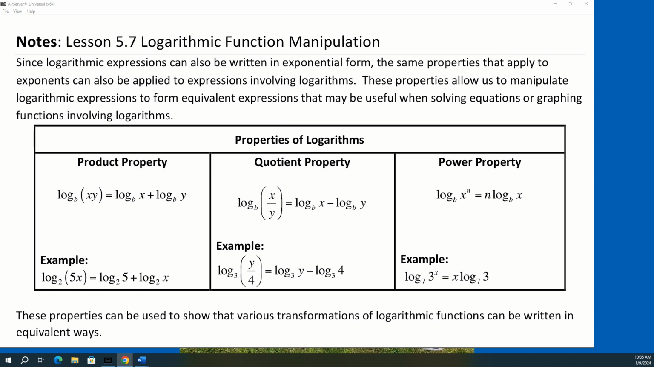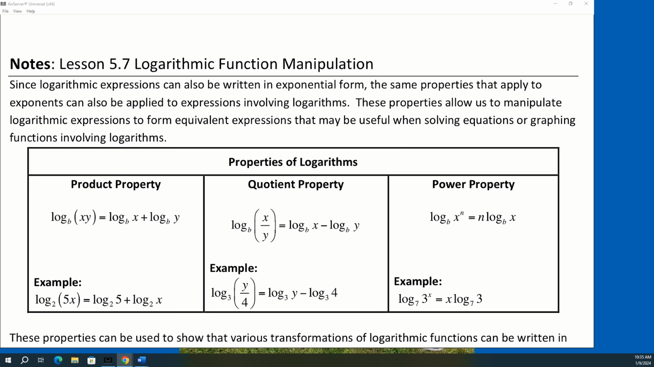You haven't learned these before, but you know these properties of exponents. So let's think about, you don't have to write this down, but if we're multiplying with the same base, what do you do with the exponent?